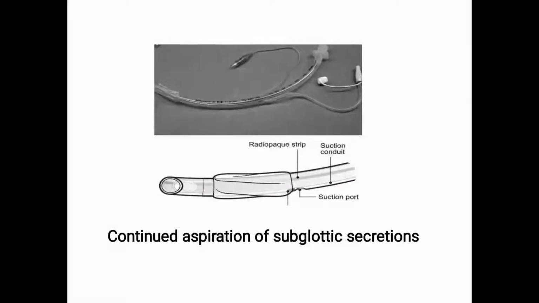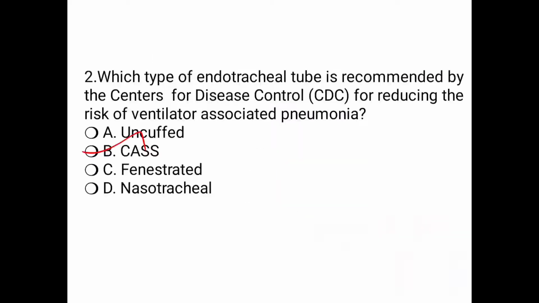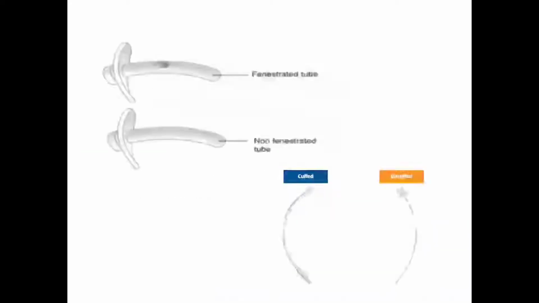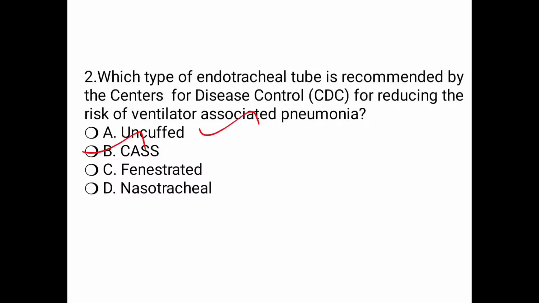This is the endotracheal tube which has a suction port here. It continuously suctions the secretions which have been collected in the subglottic region. So this kind of endotracheal tube is recommended by the CDC for reducing the risk of VAP. Uncuffed means there is no cuff. This increases the incidence of VAP, so we should not use uncuffed.